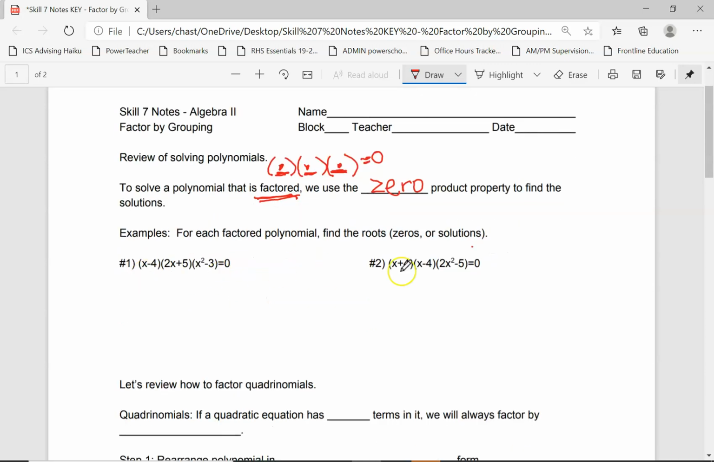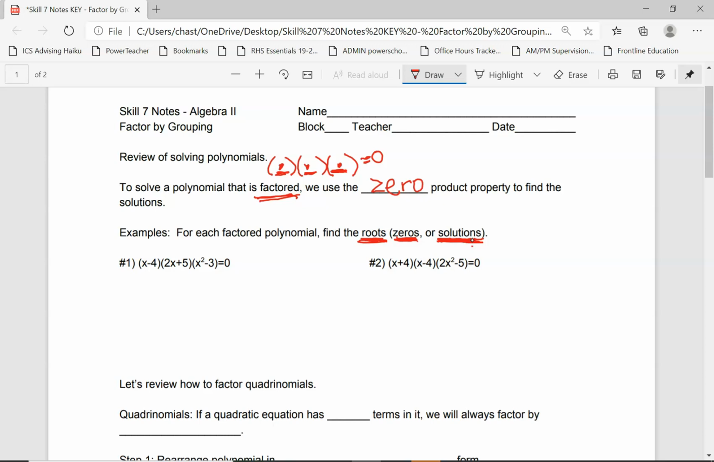All right, so these first couple examples, I already give you the factored form. What we're going to do is find the roots, also known as zeros or solutions. When you hear any of these words related to factoring or polynomials, they all mean the same thing. The roots are the zeros are the solutions. Okay, so just get used to those three words all being used interchangeably.